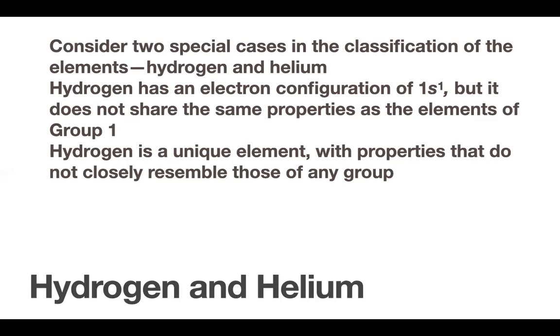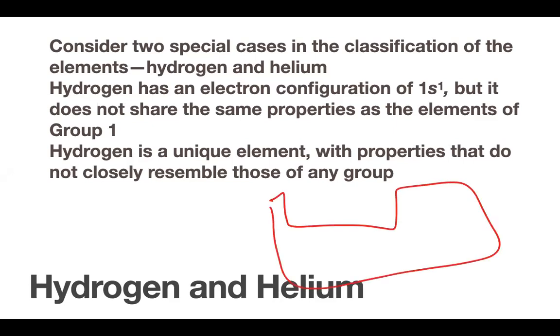Sometimes you'll see a periodic table which takes hydrogen out of group 1 and puts it kind of in the middle. But most keep it on the left-hand side because it does have a 1s1 configuration, even though it's not a metal.